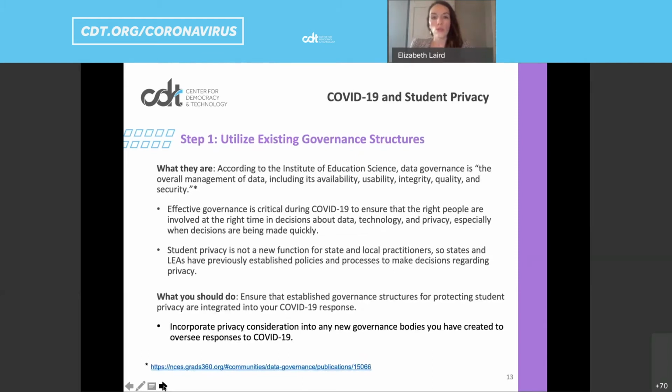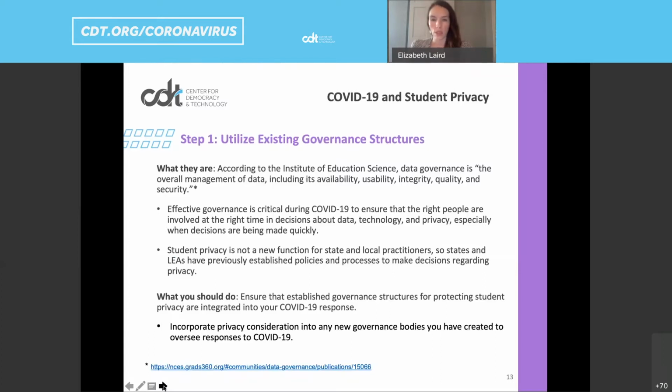So just to go a little bit into more detail about thinking about governance structures, this is a really important step right now, because it is the way through which practitioners and policymakers can make decisions about how they use technology and data and protect privacy in the process. And I think this is so important because there are a number of issues that have come up that were unanticipated. There will be more issues that come up that are not anticipated.